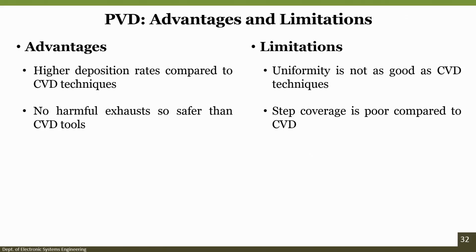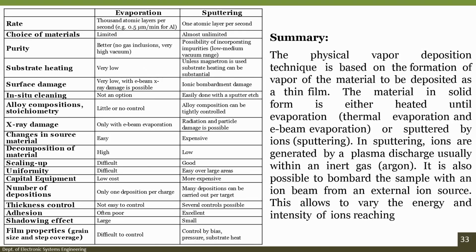PVD has advantages like high deposition rates compared to CVD, and one of the biggest advantages is that there are no harmful exhausts. In chemical vapor deposition, the byproducts are generally exhausts which are harmful in nature. The limitation of PVD compared to CVD is that uniformity in CVD is better; in PVD it is not as great. Of course, sputtering is better than thermal and E-beam, but it is not as good as chemical vapor deposition. And finally, the step coverage of CVD is better, and in PVD step coverage is poor compared to CVD. Again, if you just compare within PVD, sputtering is better for step coverage, but if you compare PVD versus CVD, CVD is better for step coverage.